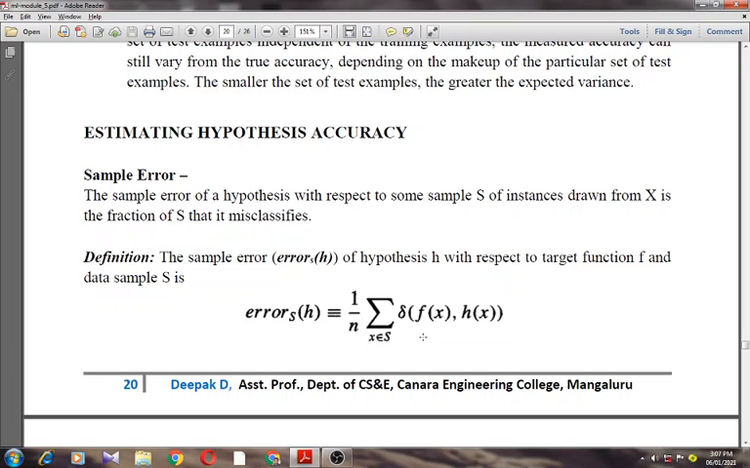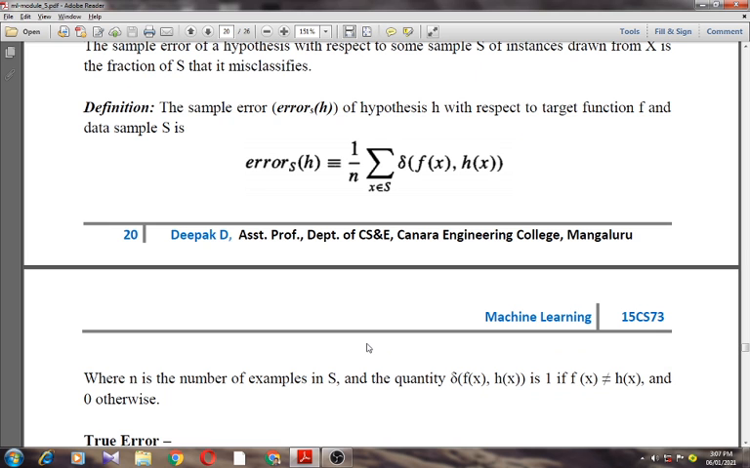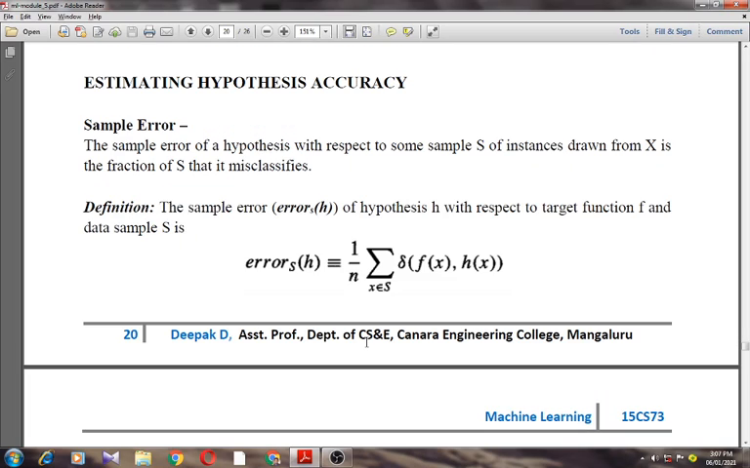So within this general setting, we are interested in two questions. The first question is, given a hypothesis H and a data sample containing n examples, drawn at random according to the distribution D, what is the best estimate of the accuracy of H over future instances drawn from the same distribution? The second question is, what is the probable error in this accuracy estimate? So we are interested in these two questions within a general setting.